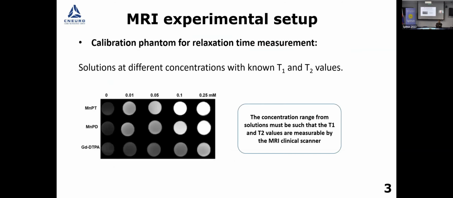The first thing we need to take into account when performing the experiment is to have, alongside the CA samples you want to characterize, solutions at different concentrations with known T1, T2 values. This concentration range for the solutions must be such that the T1 and T2 values are measurable by your clinical MRI scanner. If you have a very high concentration, it might recover too fast and you won't be able to see it on your image.